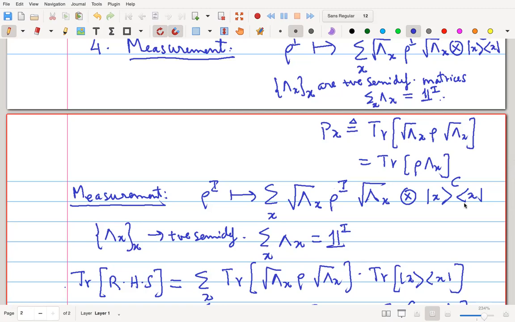So this is the classical outcome. This is the probability of the outcome, and the collapsed state, if I get the xth outcome, is this divided by the probability. Okay, is it clear?